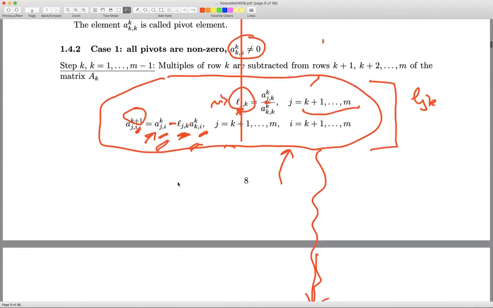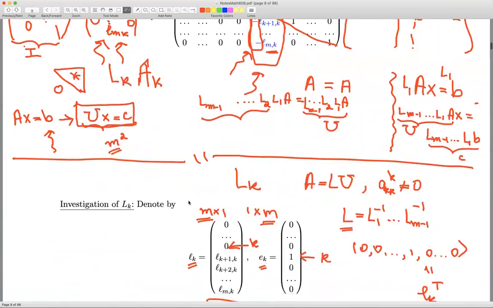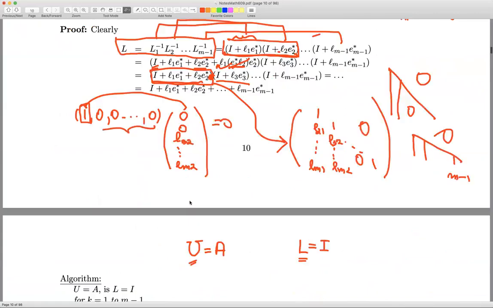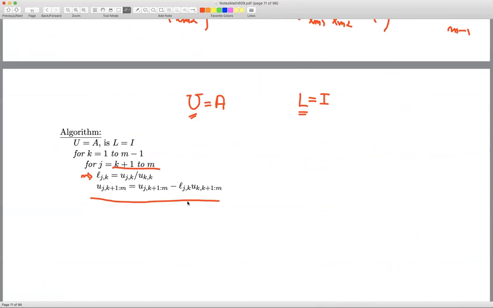It is the same equation. The new element on position jі will be equal to the old element of position ji minus the corresponding l_jk times the element that sits on the kth row and the ith column. And here it is written in a syntax in which the second index basically changes from k plus 1 to m.